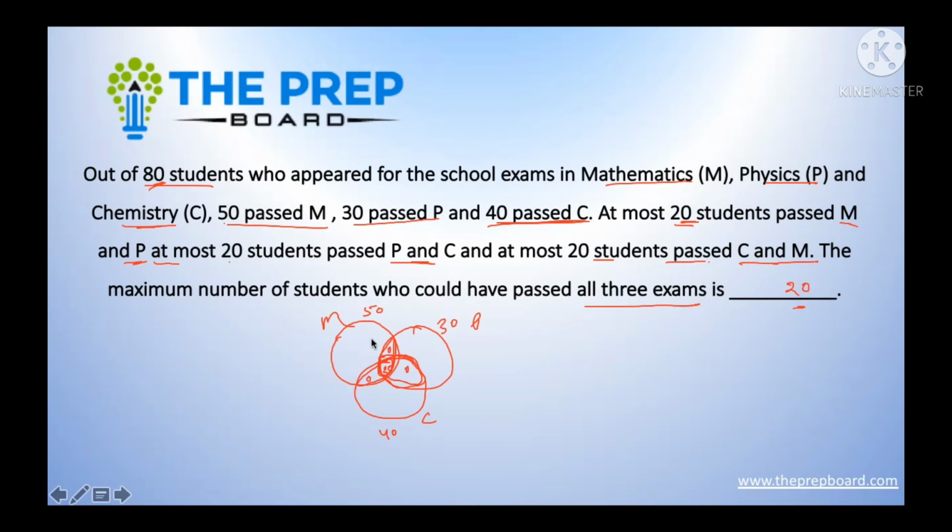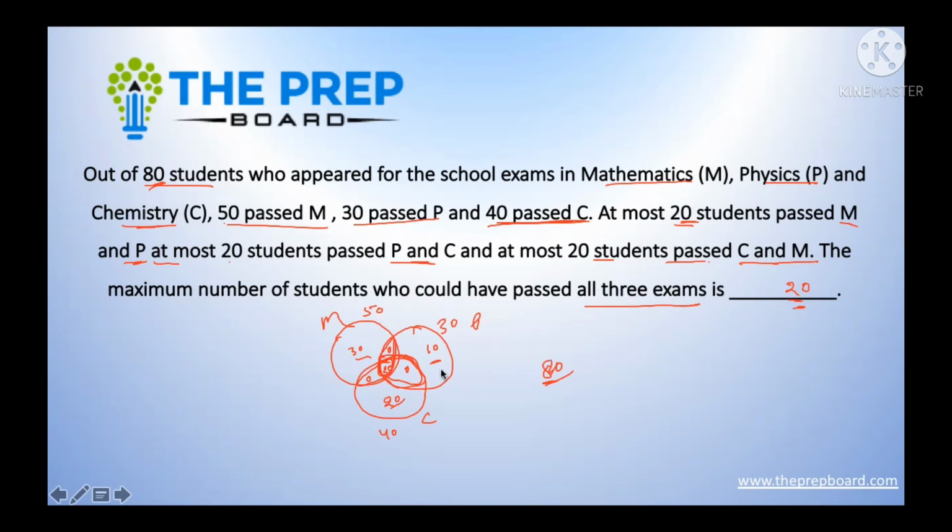But now here is a catch. Now look at how many students are left here. So 50 minus 20 is 30, 30 minus 20 is 10, 40 minus 20 is 20. So the total sum of 30 plus 20, 50, plus 10, 60, plus 20, 80 all. So a maximum of 20 students can be there who passed in all 3 examinations.